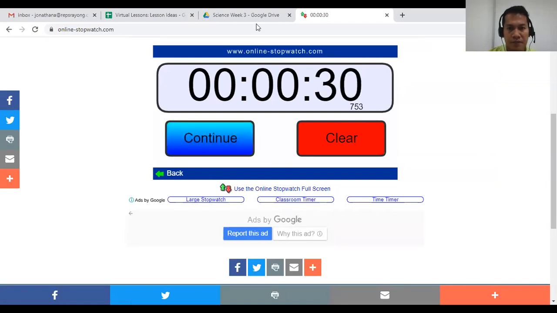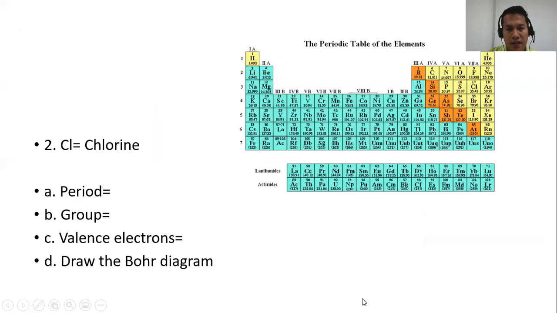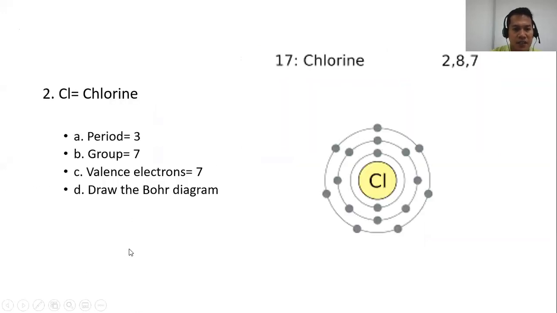Okay, time's up. So let's see your answer. Chlorine. Where is chlorine? Chlorine is right here. So if your answer is period 3 with 3 orbitals and group 7, your answer should be period 3, group 7, valence electron 7, and the Bohr diagram looks like this: 2, 8, 7. 2 on the first, 8 on the second, and then 7 in the last. Okay, that's pretty easy, right?